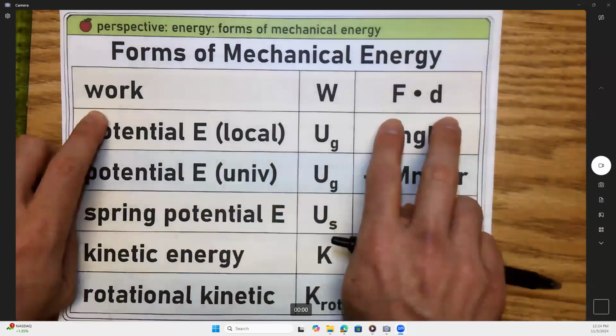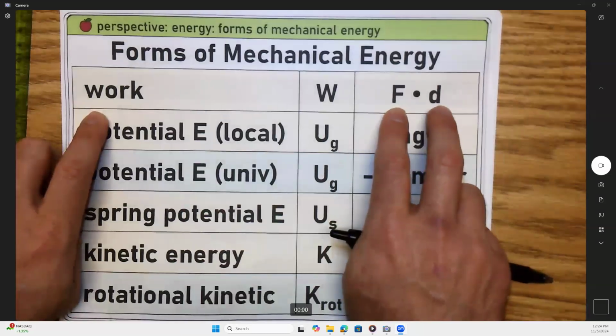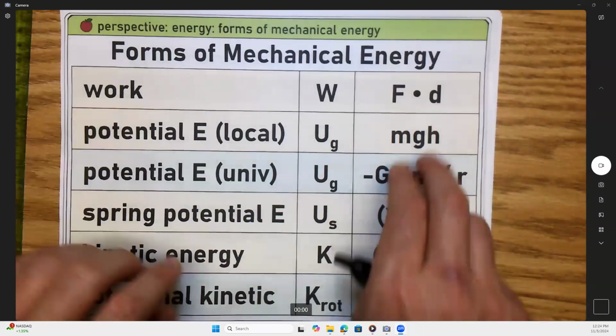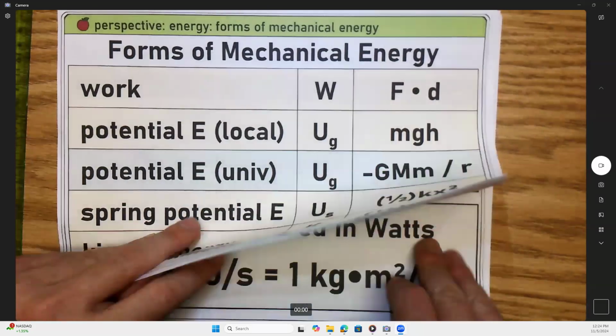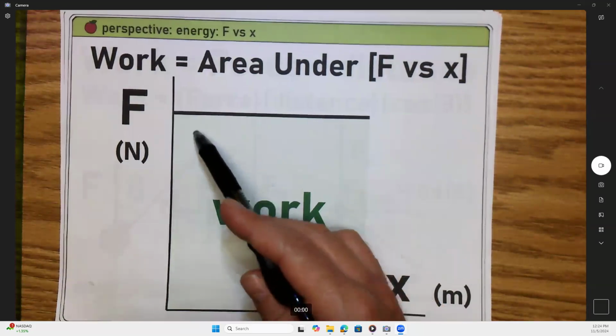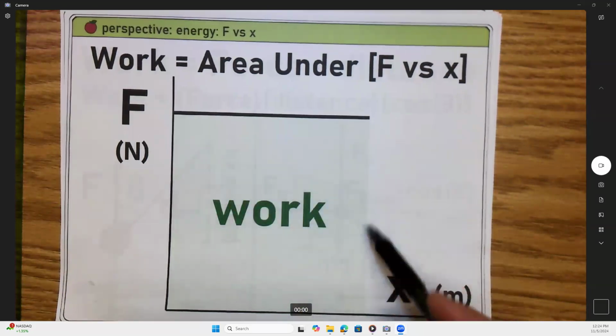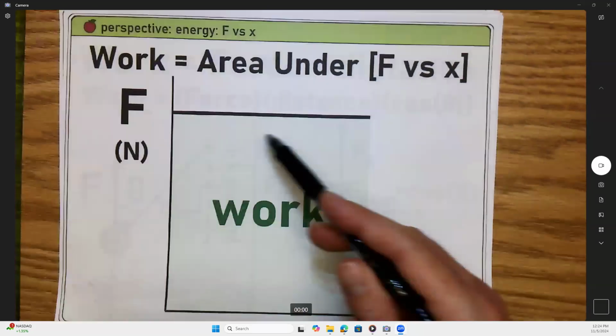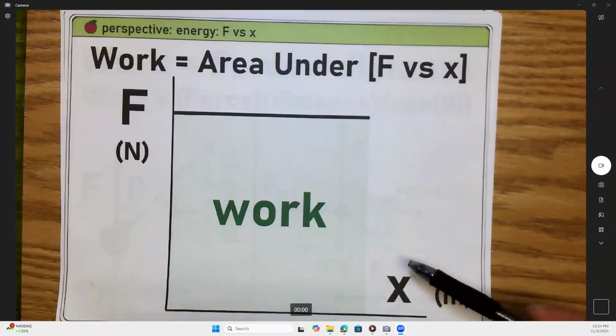So work can be force times distance. If you push on something with some force for some distance, or if you lift something for some height, I'll show you guys the graph that goes with that. You're going to see versions of this graph if you have force versus distance. Here I have a constant force for some distance. And then the area under that curve looks like a rectangle, and that represents how much work was done on the object. That's the amount of energy that was transferred. That's all.